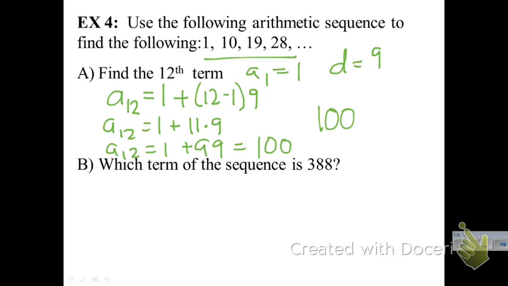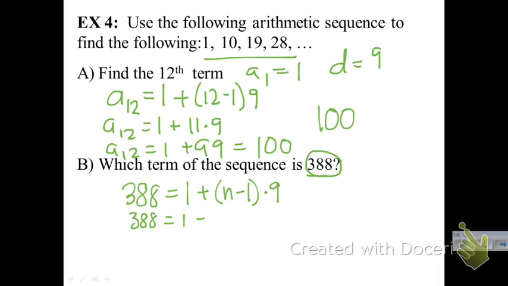So with then on part B it says which term of the sequence is 388. So this is that number that we found that it was 100 for the 12th term. We need to find what term gives us 388. So that's going to actually replace the a sub n in our equation. So instead of a sub n, we're going to write 388 is equal to a sub 1, in our case it was 1, plus n, we don't know, we're trying to find that, and minus 1 times d, which was 9.